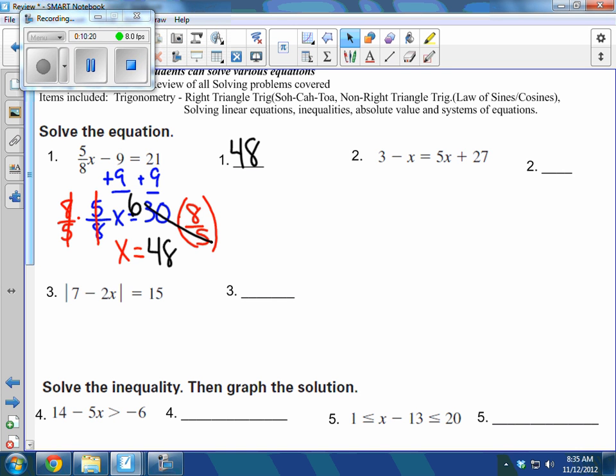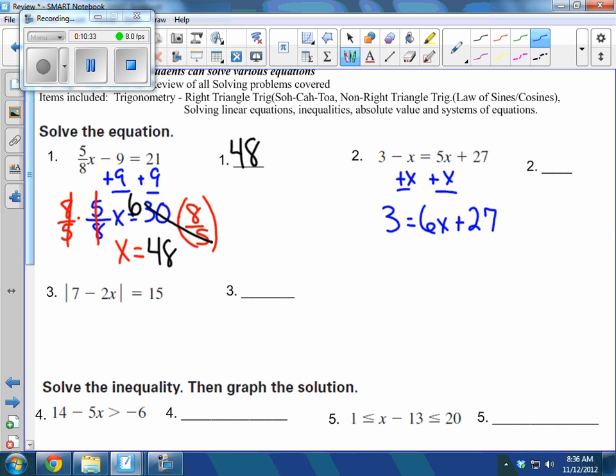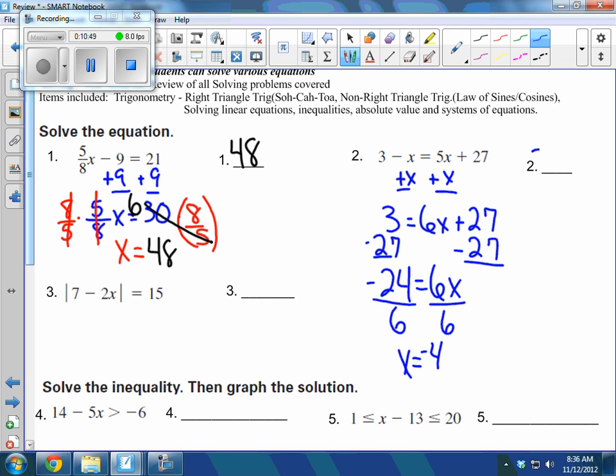All right, on number 2, I need to get x by itself. But first, I have two x's. So what I'm going to do is move the smaller one, the negative x, to join the 5x. And I'm going to do that by adding x to both sides. Now to get x by itself, I need to move the 6 and the 27. I'm going to start by subtracting 27 since 27 is added to it. And now to get x by itself, I'm going to divide by 6 since it's multiplied. And when I'm done, x is worth -4.